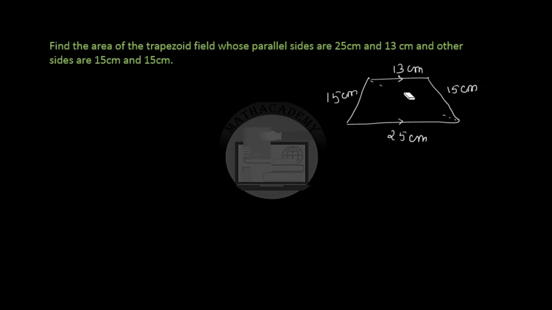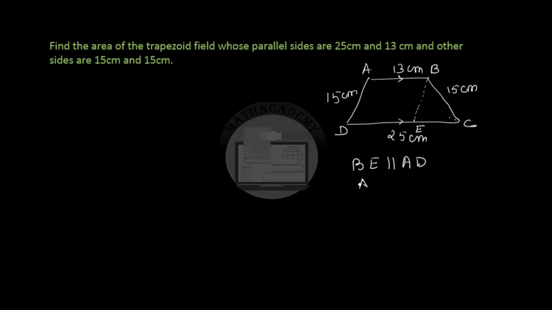So instead of dividing this trapezium into 2 triangles, what we will do is draw a line which is parallel to one of the non-parallel sides. So if your trapezium is ABCD, then we will draw BE such that it is parallel to AD.